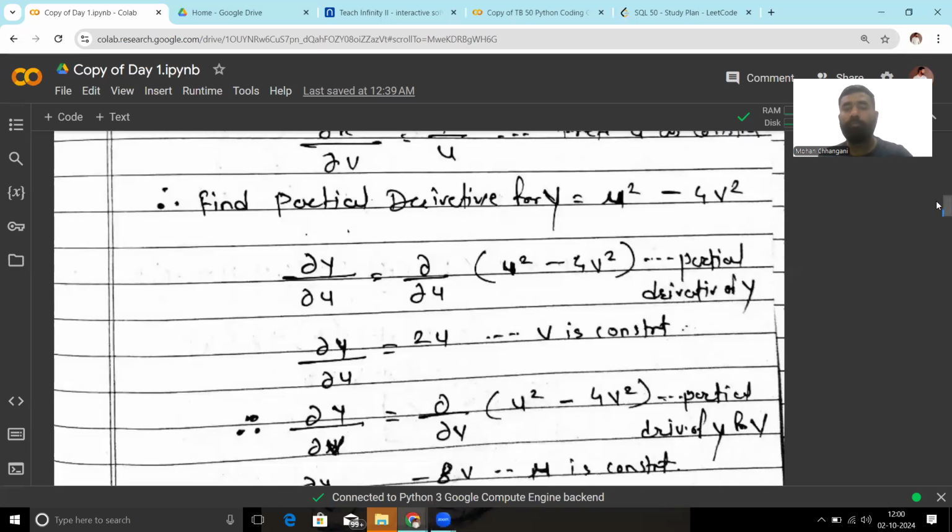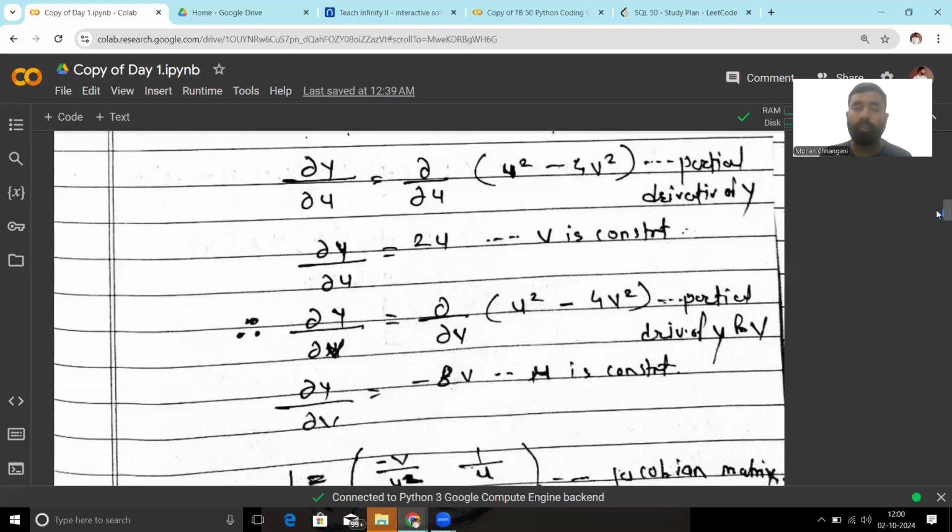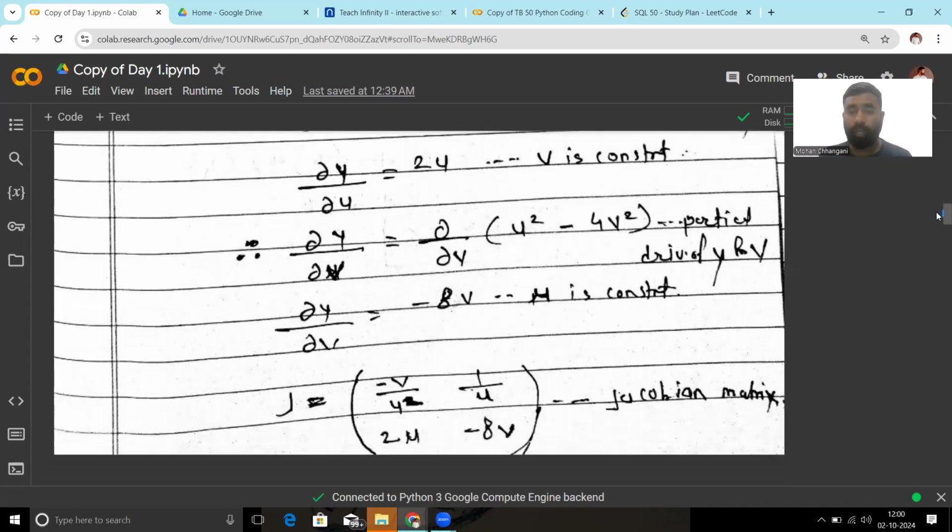In that situation, we find the partial derivative of y. When we differentiate for u, v is constant. And then when we get the partial derivative of y for v, u is constant. I hope you understand.